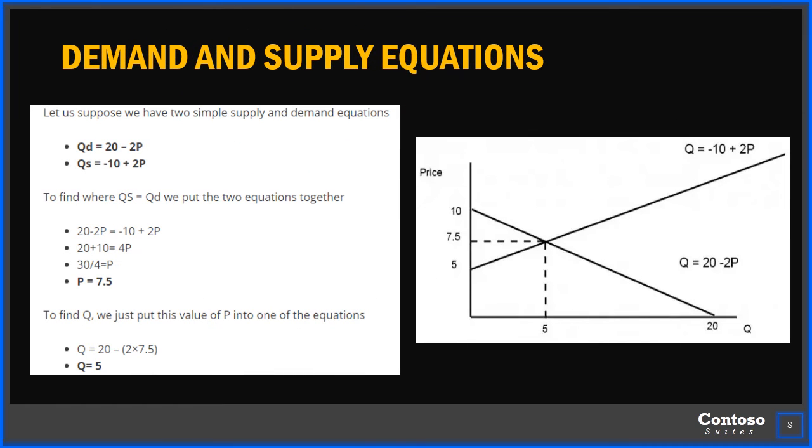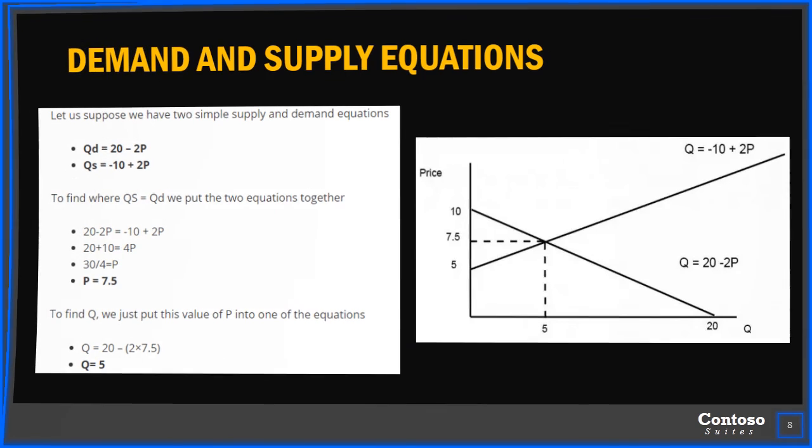And the last one is the demand and supply equation. As we know, the formula is supply equals demand, or QS equals QD. To find where QS equals QD, we put the two equations together and we get a price of 7.5. To find Q, we just put this value of P, or 7.5, into one of the equations. So, you get a quantity of 5.